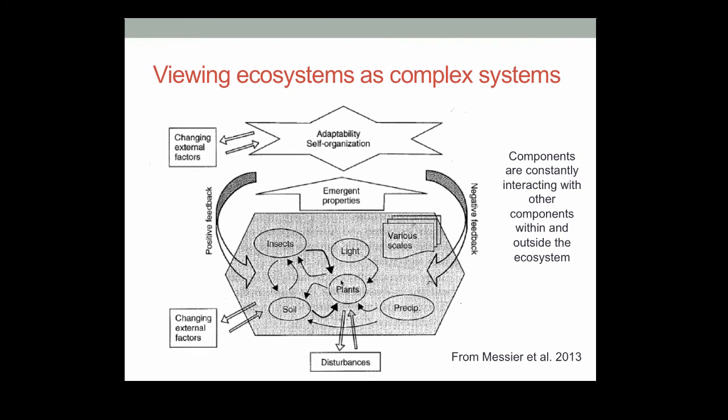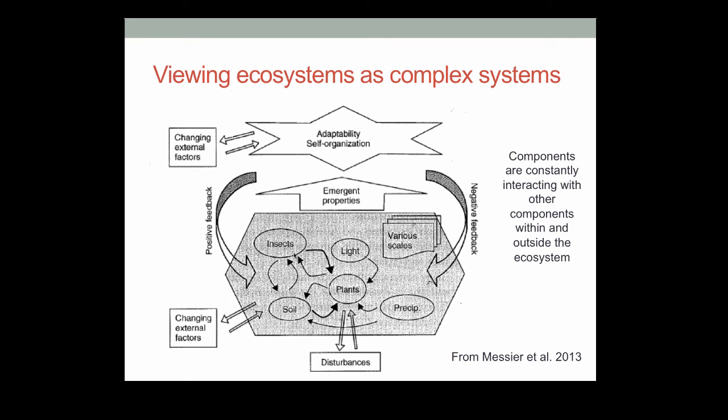We may have plants that are interacting with the soil that also interacts with the plants. We have precipitation that falls, helps the plant grow, which then may form an interaction with insects that then feed on the plants. And then we have light that influences the plant life. And all of that then feeds back through these various scales and various feedbacks and various interactions with the soil.